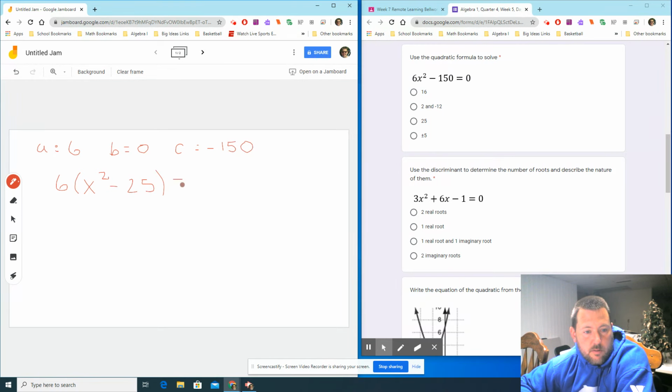Okay, so my problem would look like that. And this is a perfect square minus a perfect square, so that's the difference of two squares. So then that factors really nicely into this. And we are done. So 6 equals 0, not a solution. We get x is equal to plus or minus 5.